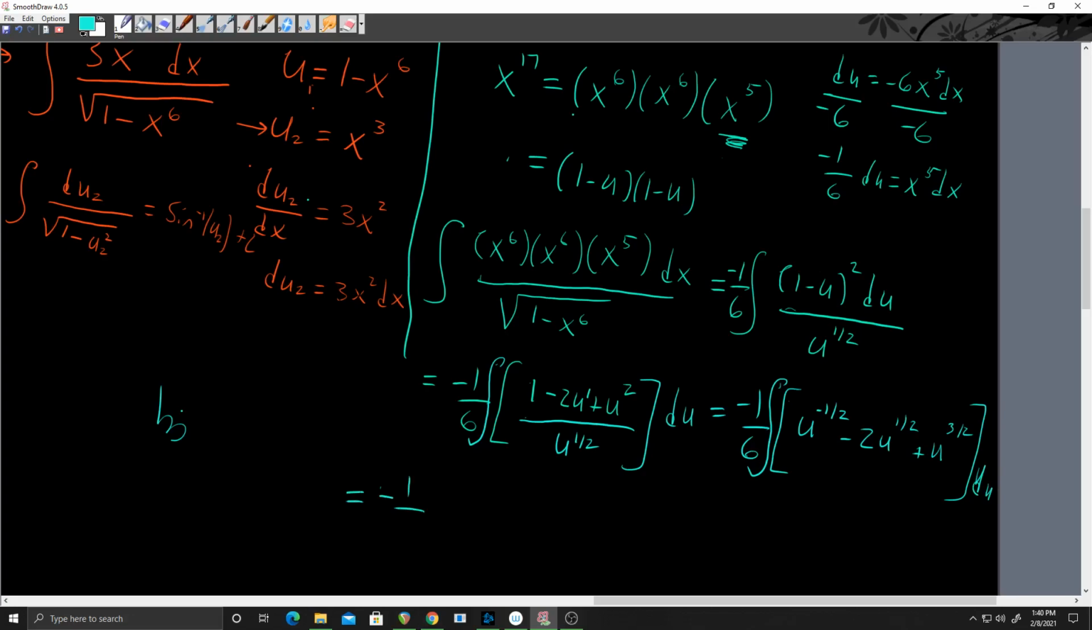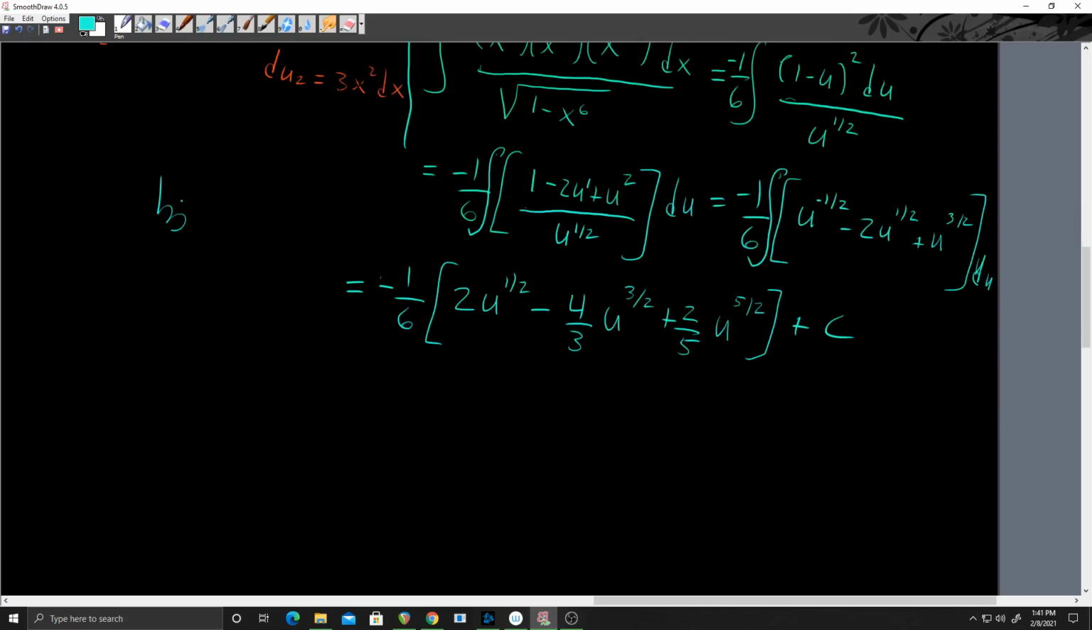Okay. Negative 1/6. And now we're just going to apply the power rule. So this is going to be u to the 1/2 over 1/2, which is going to be 2u to the 1/2. Minus, and then we're going to have u to the 3 halves over 3 halves, which is the same thing as multiplying by 2/3. 2 times 2/3 is 4/3. 4/3 u to the power 3 halves. And then here we're going to divide by 5 halves, which is the same thing as multiplying by 2/5. So 2/5 u to the power 5 halves. There's that, plus c. And then, of course, we are going to back substitute, right?